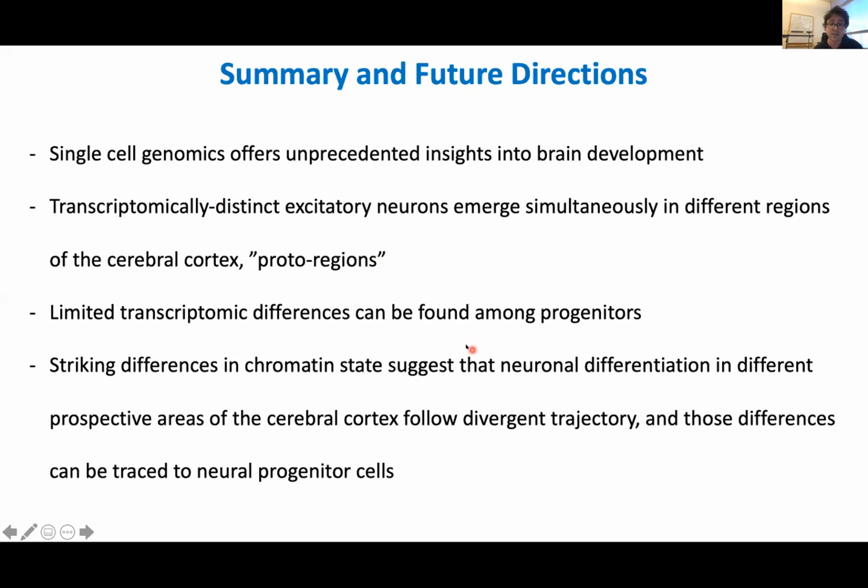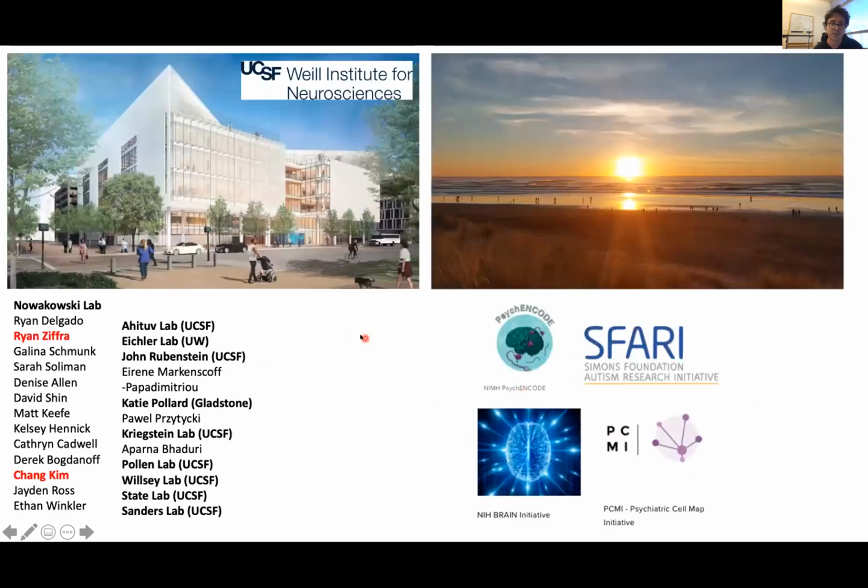In contrast, the epigenomic or chromatin state changes that differentiate those progenitor cells seem to be much more pronounced. And so we propose a model that the chromatin state regulation in the cortical protomap may foreshadow the emergence of excitatory neuron lineages in different areas, proto-regions of the cerebral cortex.